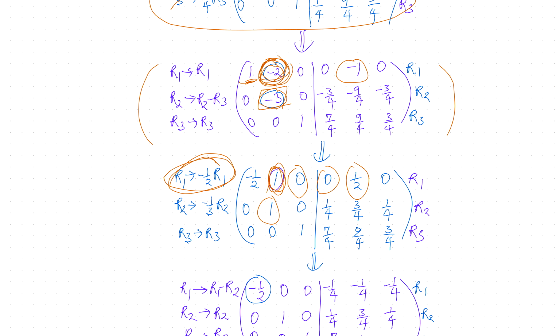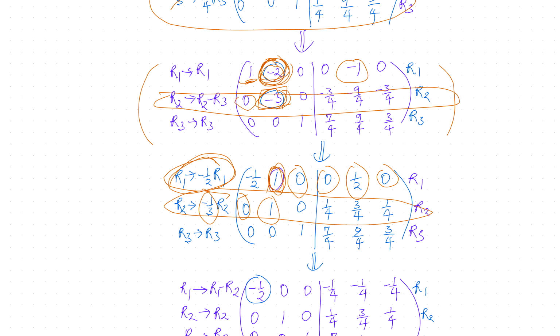Then the row 3 also, because you need this one to be 1. So what you have to do is to say the new row 2 is going to be minus 1 over 3 times the old row 2. Because this is minus 3. Multiplication of minus 3 is minus 1 over 3. So minus 1 over 3 times 0, 0. Minus 1 over 3 times minus 3, 1. Minus 1 over 3 times 0, also 0. Minus 1 over 3 times minus 3 over 4.